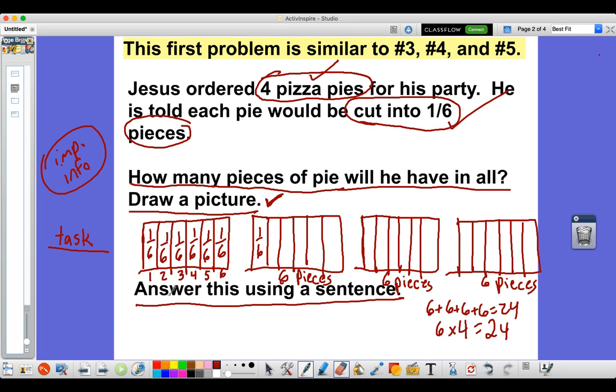Okay, so then you would answer this in a sentence. How many pieces of pie will he have in all? He will have 24 pieces of pie. Okay. Hopefully this picture will inspire you as you work on number 3, number 4, and number 5. Okay. There is a little more to do on 3, 4, and 5, but hopefully this inspires you.